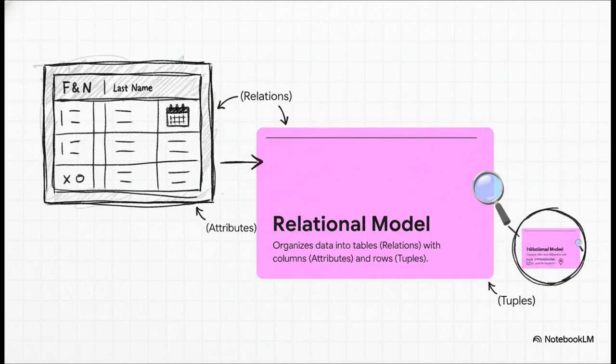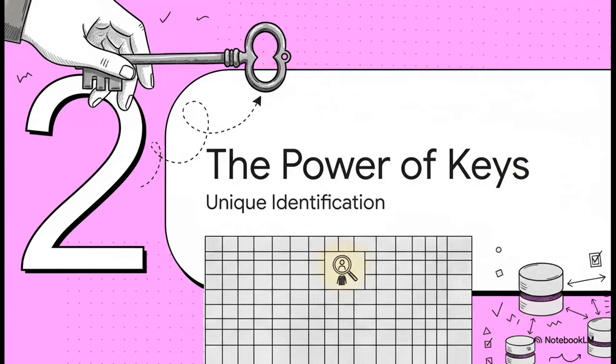Now, each table has columns, like first name, last name, email address. The technical term for those is attributes. And of course, the table has rows, where each row is one complete record, like all the info for one specific person. Those are called tuples. That's really it. Tables, columns, and rows. Simple, right?